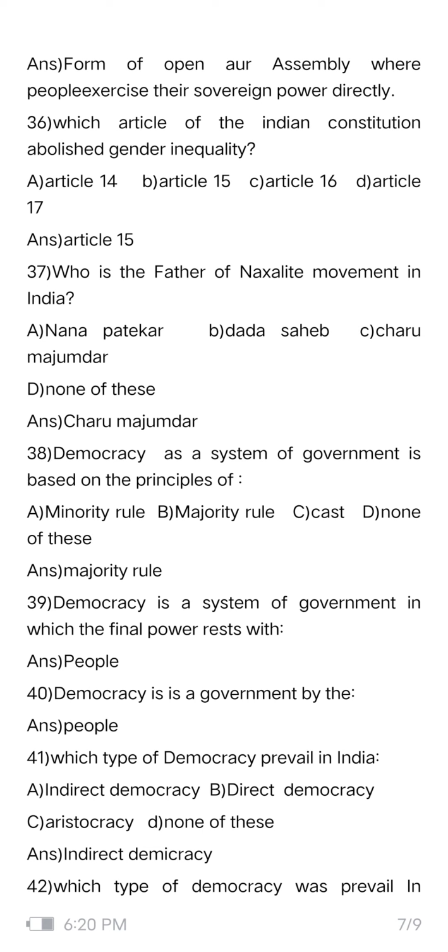Next question is, democracy as a system of government is based upon the principle of option A, minority rule, option B, majority rule, option C, caste, option D, none of these. Right answer is majority rule.